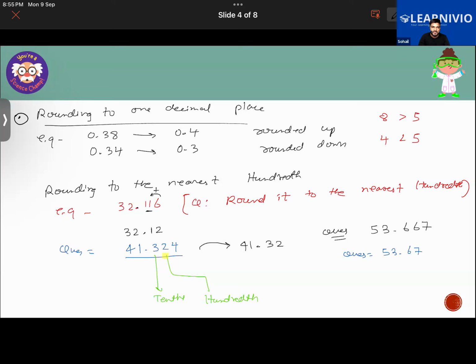After this, now we are going to learn about addition and subtraction of fractions. Okay. Addition or subtraction.